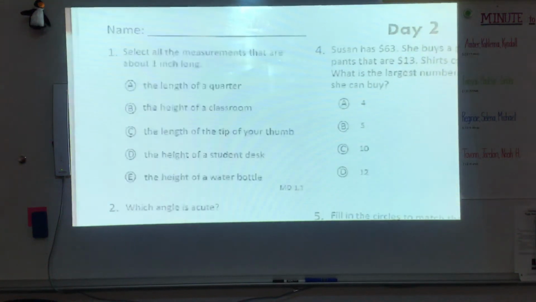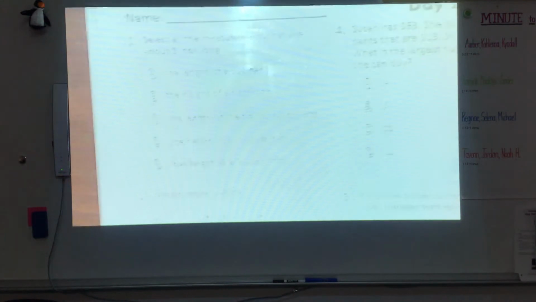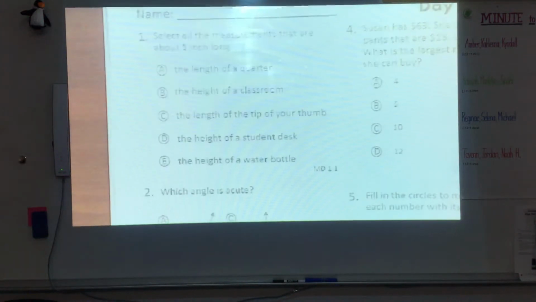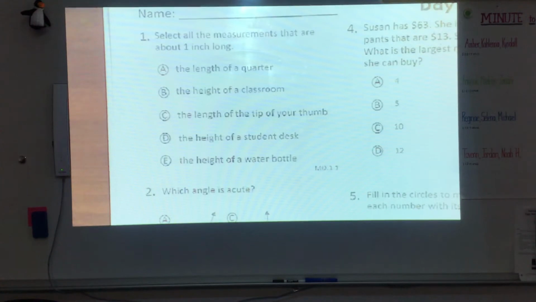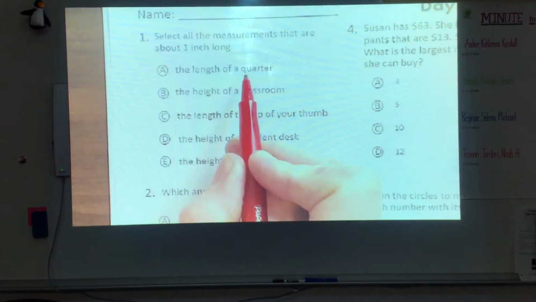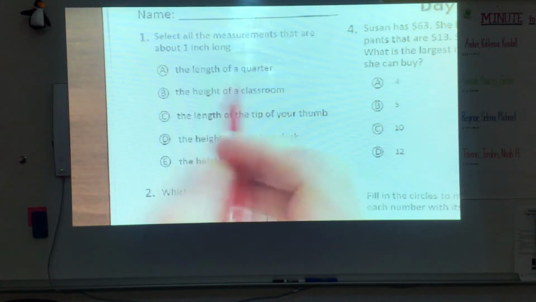So we're going to go ahead and start with our day 2 spiral review. And we're going to look at number 1. It says select all the measurements that are about 1 inch long. So remember on a ruler, there's 12 inches in a foot, so things that are about 1 inch long. The length of a quarter is about 1 inch long.